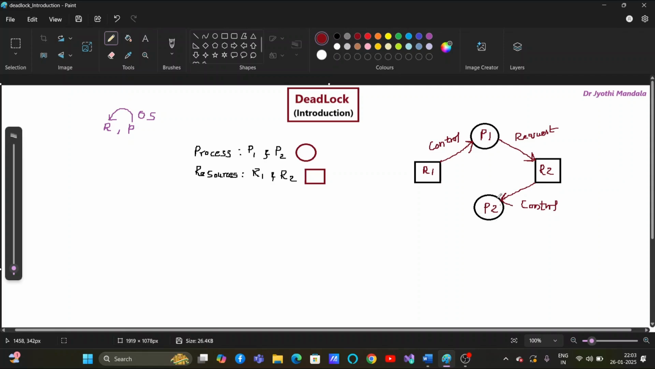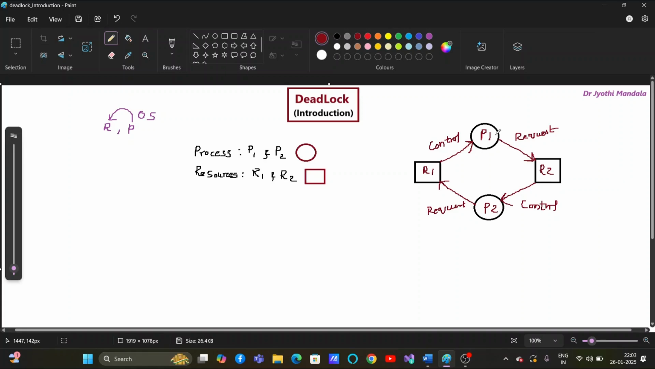But suppose the scenario is that P2, if it wants to complete its execution, requires R1. So it will request the operating system for R1. But R1 can't be assigned to P2. Why? Because R1 is under the control of P1. R1 will be released only when P1 is completed. But P1 will be completed only when it gets R2. But R2 is under the control of P2, and P2 can only release it when it completes its execution.